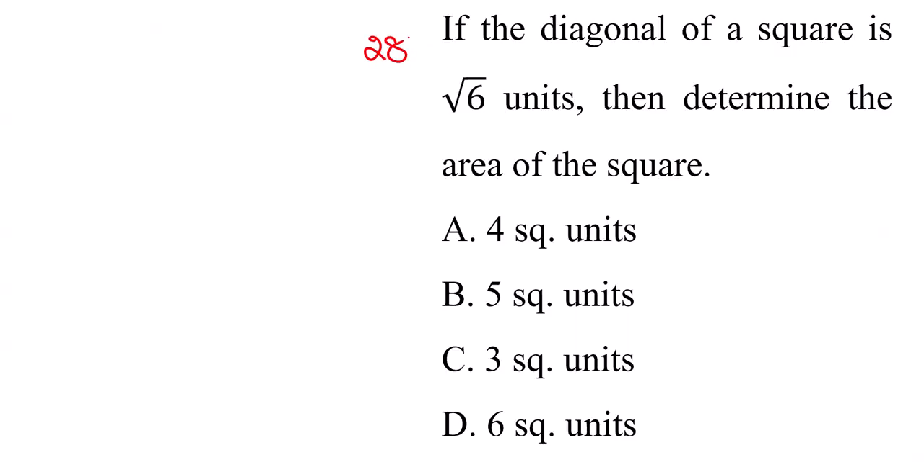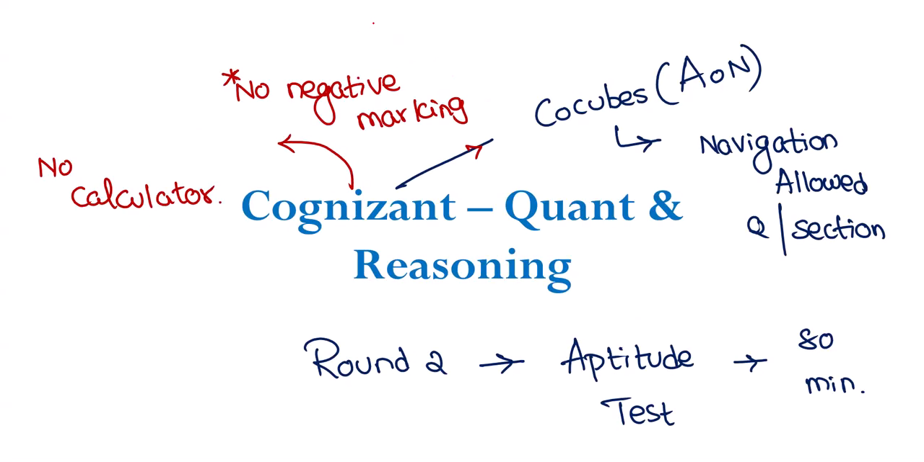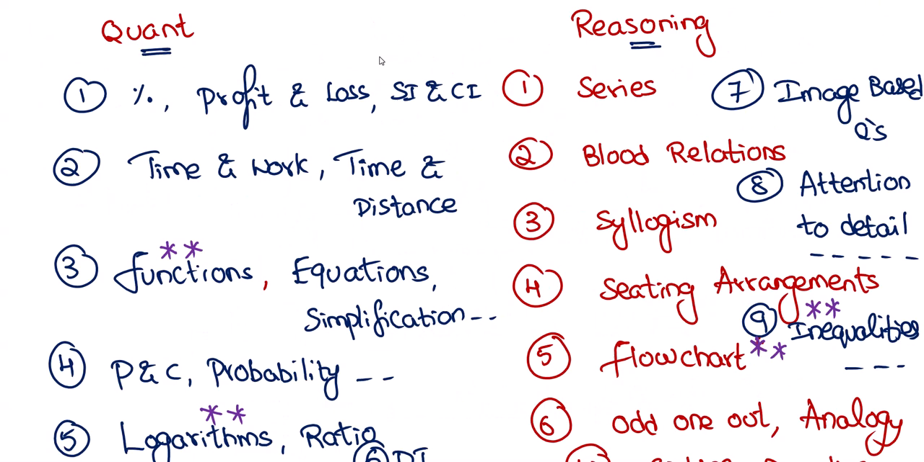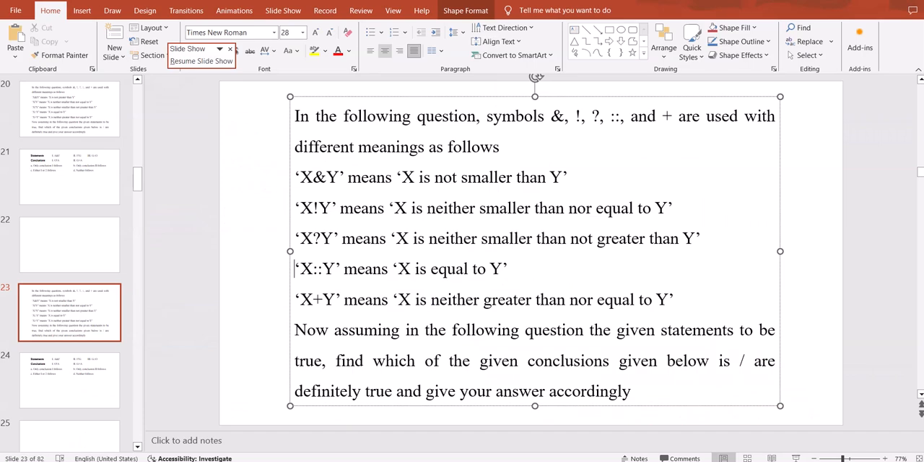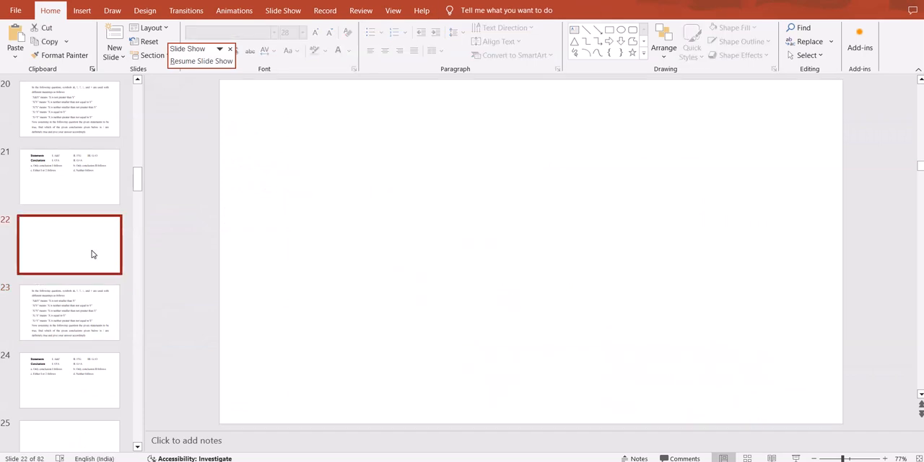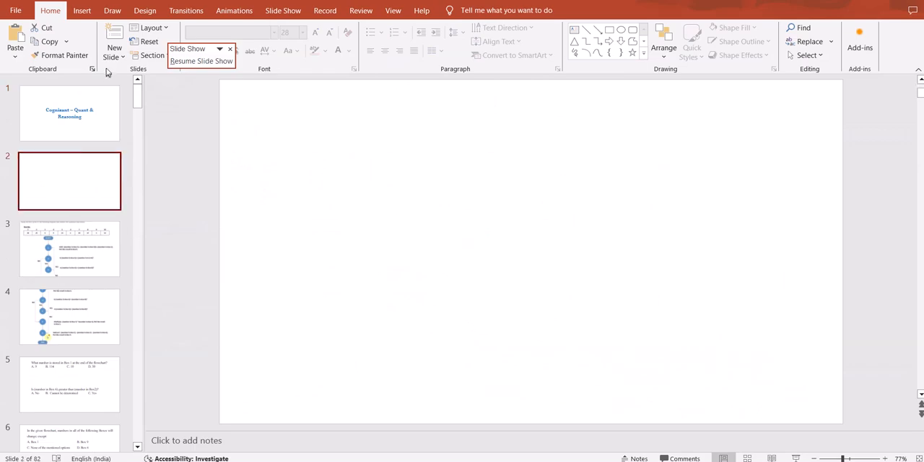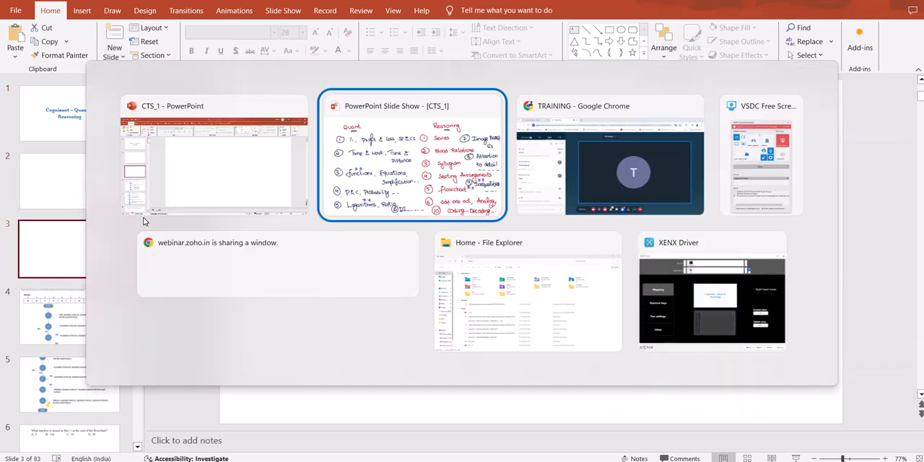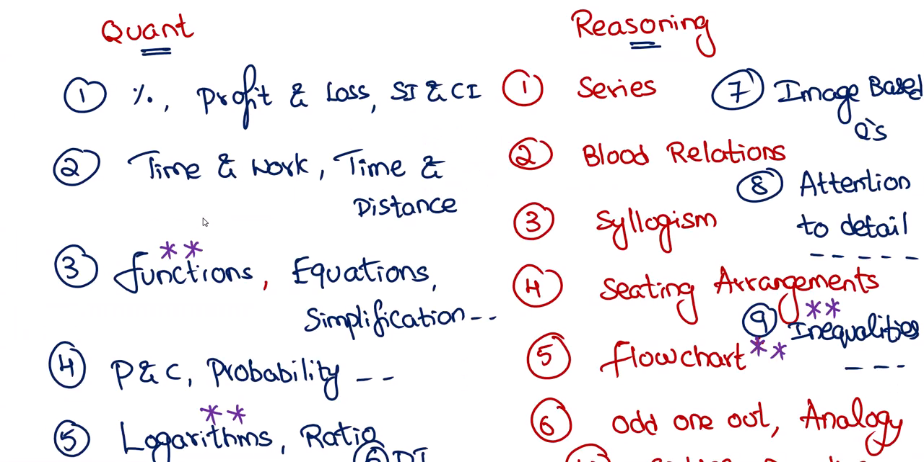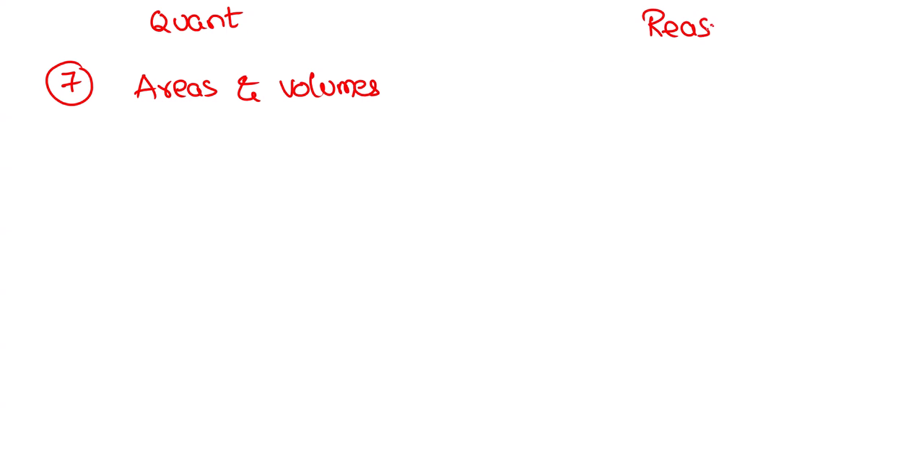Areas and volumes again. So this is to be added in quant, areas and volumes related stuff. We need to add it in a quant related scenario. We'll continue this list on the next page as well. So seventh quant: areas and volumes for sure. When you get time, you can focus on this topic.